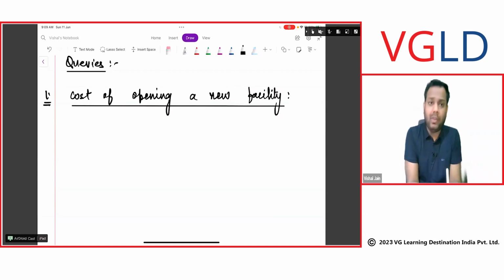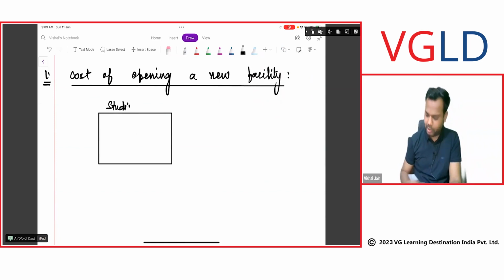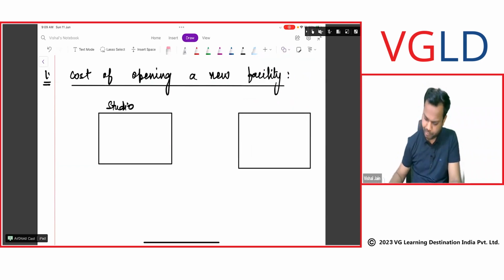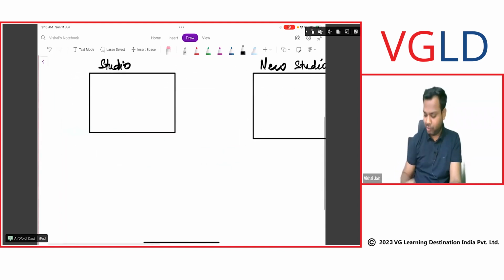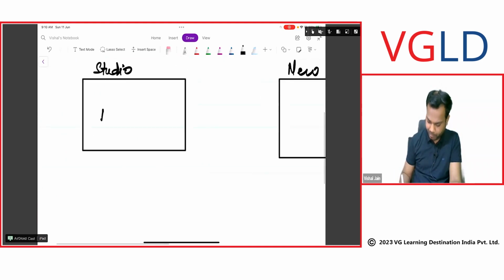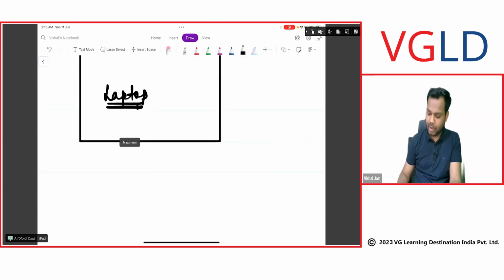Now, cost of opening a new facility. Let's suppose, understand, Vishal. What happens? This was already a studio setup done by me. Now, I want to make a new studio setup. Okay, now this is the studio setup, and there I purchased a laptop here, right?